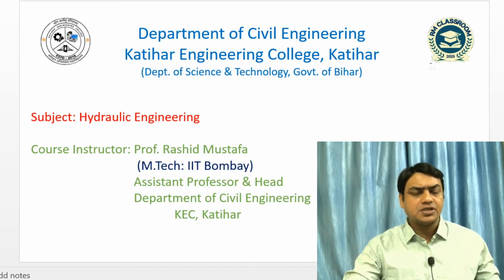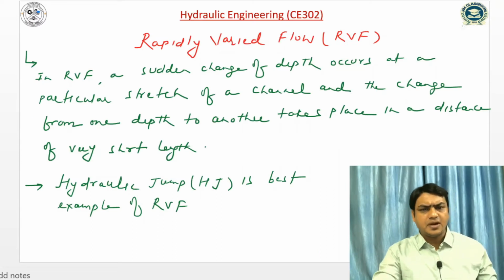So today I will discuss what is rapidly varied flow, the definition of rapidly varied flow, and then hydraulic jump, the application of the hydraulic jump, and the various assumptions in rapidly varied flow. Then I will discuss the hydraulic jump in a horizontal rectangular channel, and in this topic I will discuss the relationship between the sequent depths, and the relationship between the sequent depth and the Froude number. So let us discuss the rapidly varied flow.